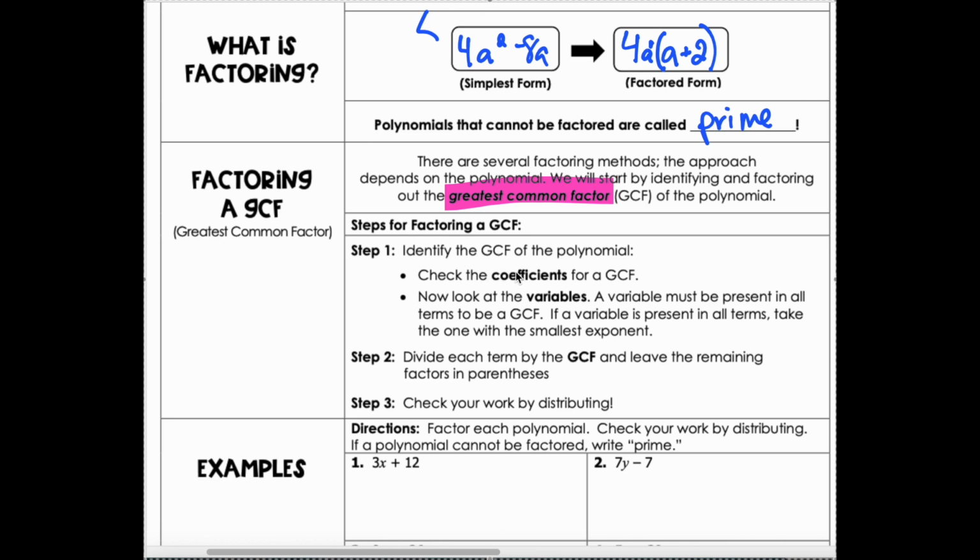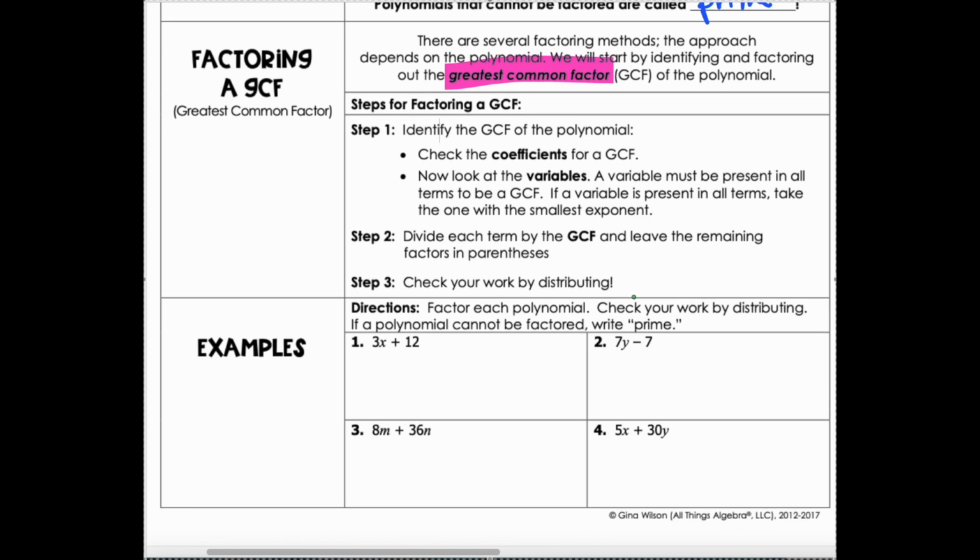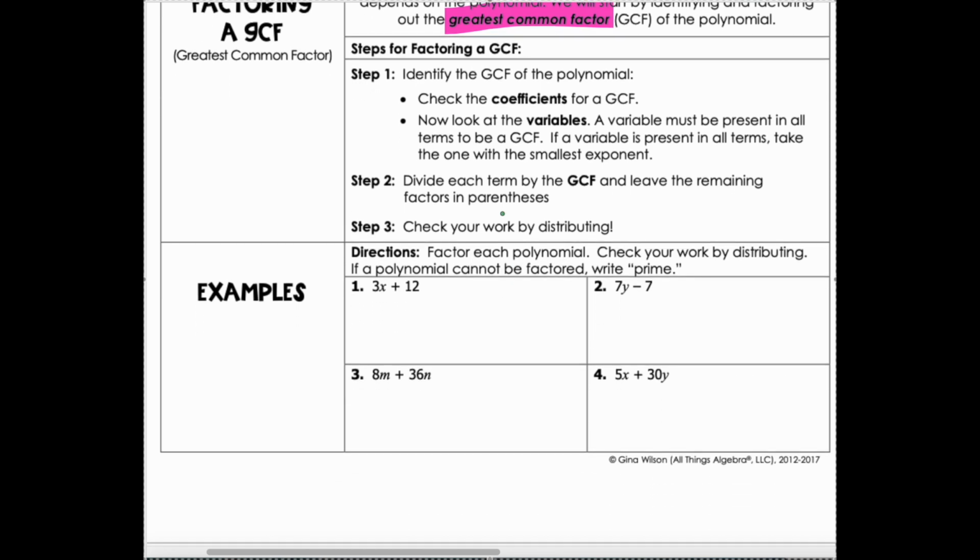All right. Identify the greatest common factor. So we're going to check the coefficients, then look at the variables. Divide each term by the greatest common factor and leave the remaining factors in the parentheses. Check your work by distributing. It tells us right here, find the GCF of the polynomial. And the way we do that is by first looking at our coefficients, then the variables.